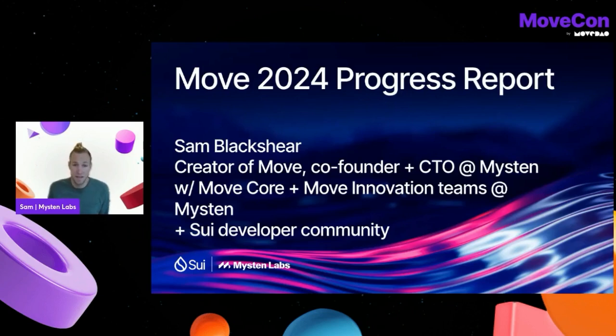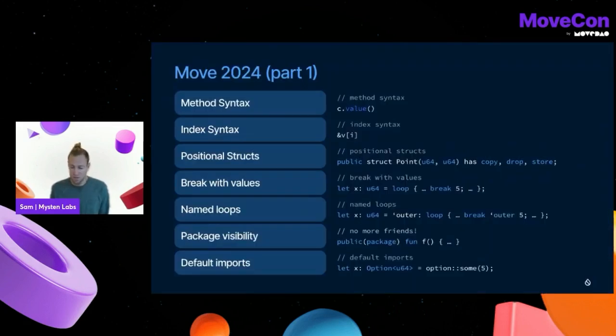So excited to talk today about what we've been doing in terms of advancing the language this year in the effort that we called Move 2024. I'm the creator of Move and the co-founder and CTO at Mysten, but Move 2024 is a team effort working with the Move core and Move innovation teams at Mysten, as well as lots of feedback and ideas from the developer community. First, I'll just start with a very high-level overview of all the different features that we've added or are adding in Move 2024, and then I'll continue into a deep dive into some of the most important features and the most nuanced features to give you an idea of how to get the best usage of them.